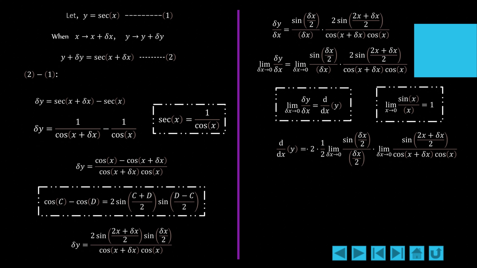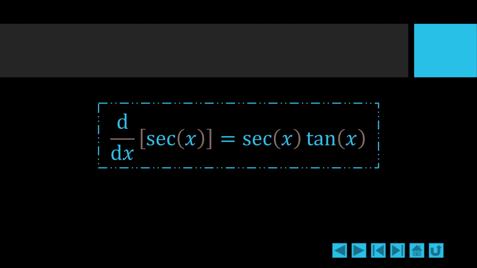On the remaining part, as delta x drops to 0, the numerator becomes sine of x, and the denominator becomes cosine of x times cosine of x. We can split this fraction into 1 over cosine of x multiplied by sine of x over cosine of x. Since 1 over cosine of x is secant of x, and sine of x over cosine of x is tangent of x, we reach our final conclusion. The derivative of secant of x with respect to x is exactly secant of x times tangent of x.